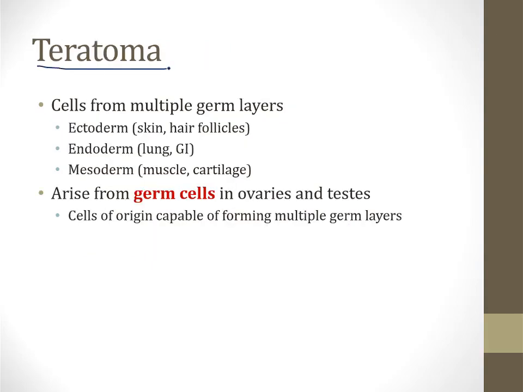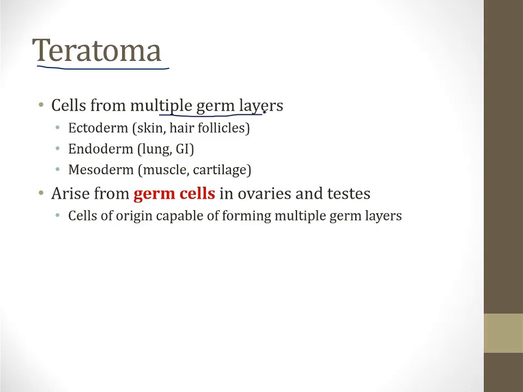Let's talk about teratomas. These are a special form of malignancy that contain more than one cell type. So they don't just contain skin cells or lung cells or muscle cells. Instead, they contain multiple different cell types. And importantly, the different cell types come from multiple germ layers.